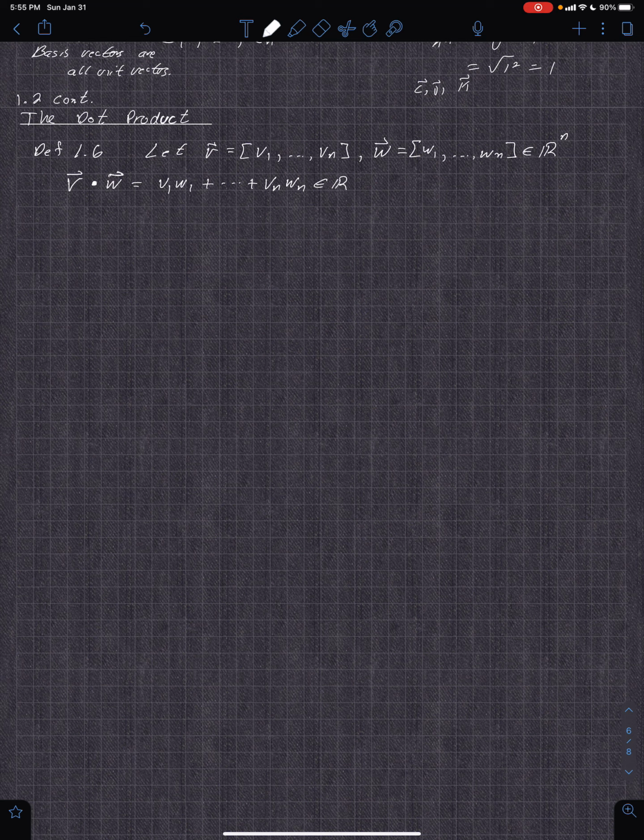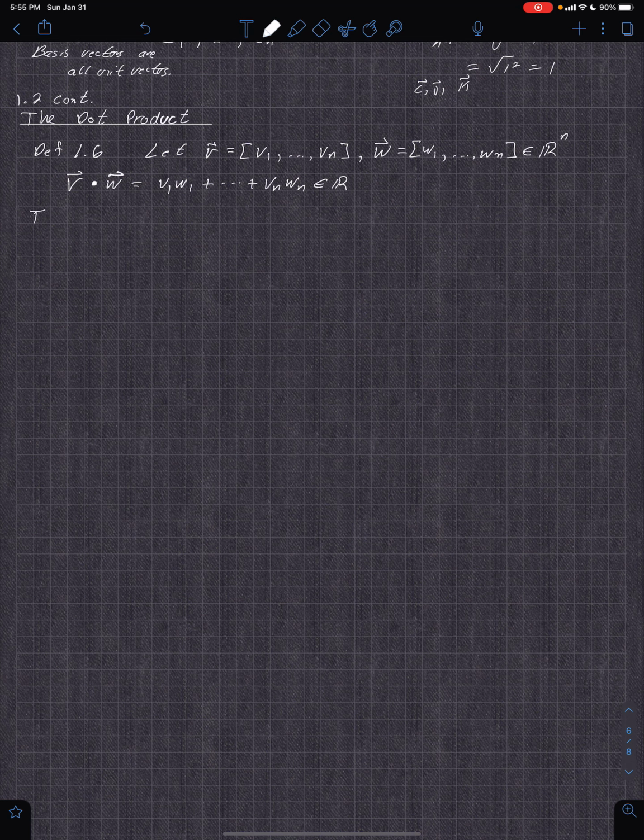All right, so if that's the definition, keep in mind that each of these is a real number. That's the definition of a vector, so each of these components is real. So you get all the properties of real numbers. So you can commute those.